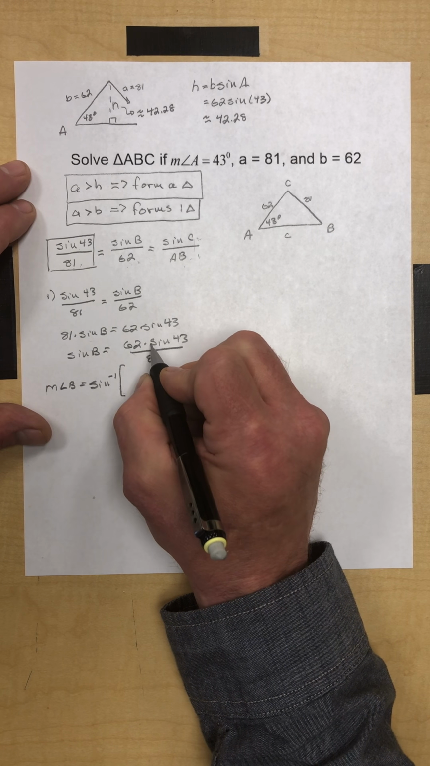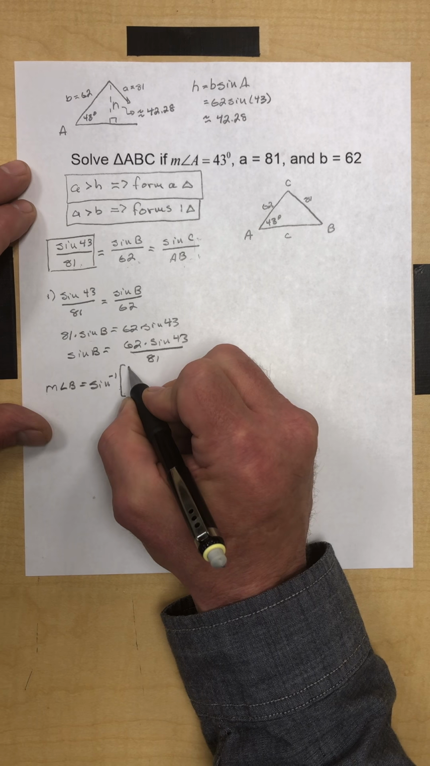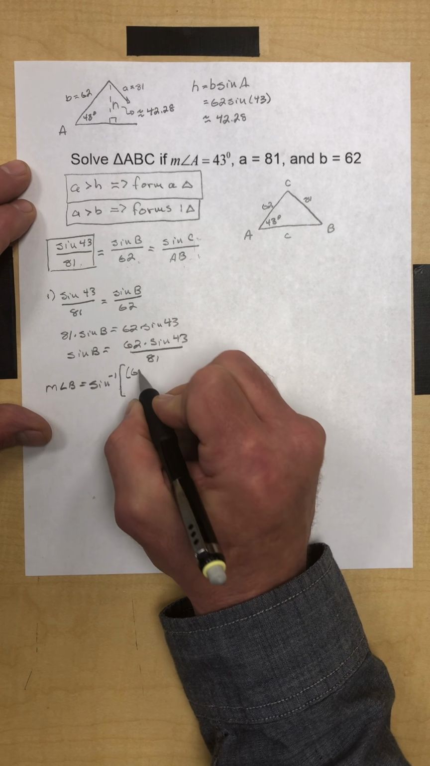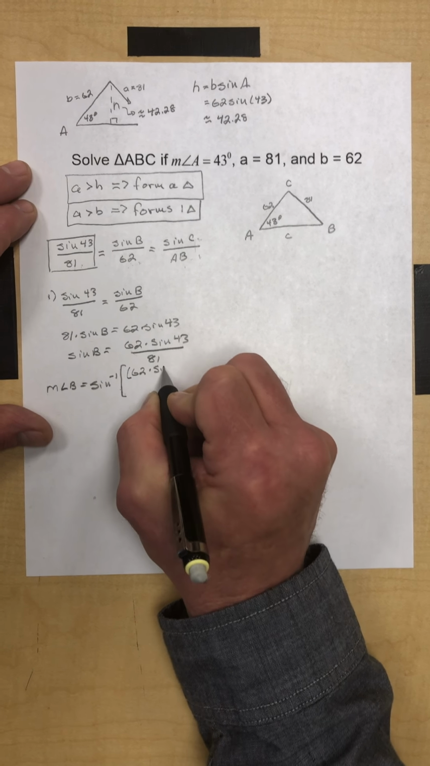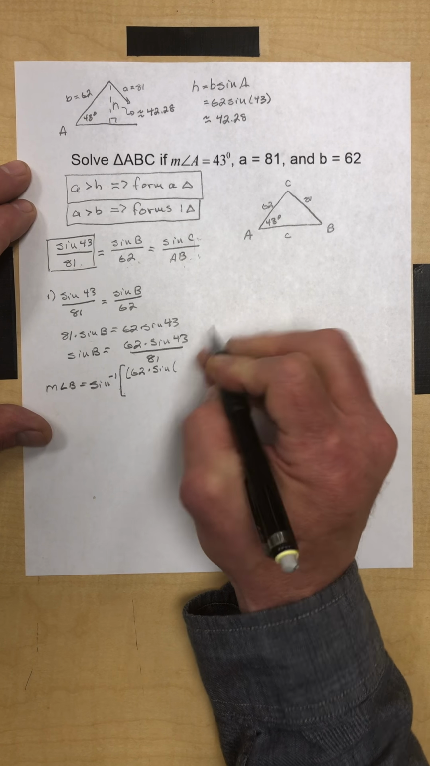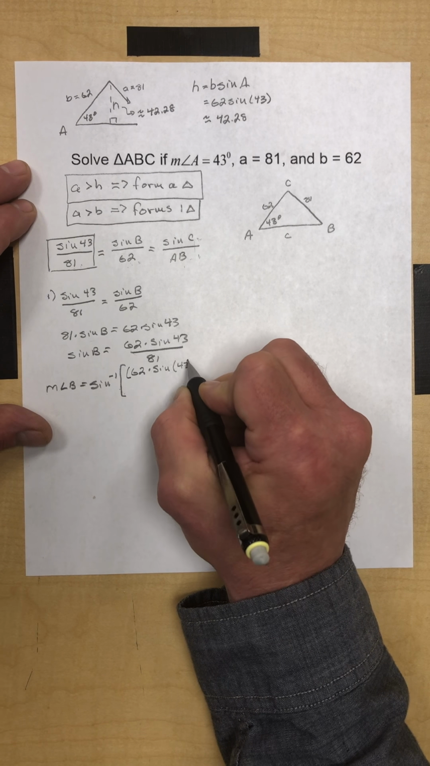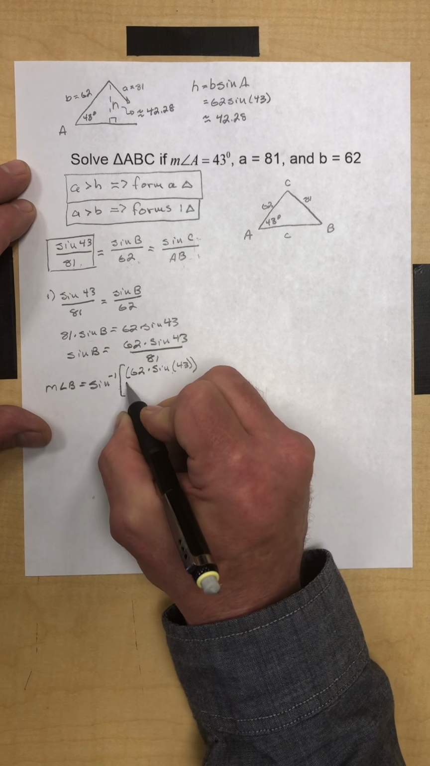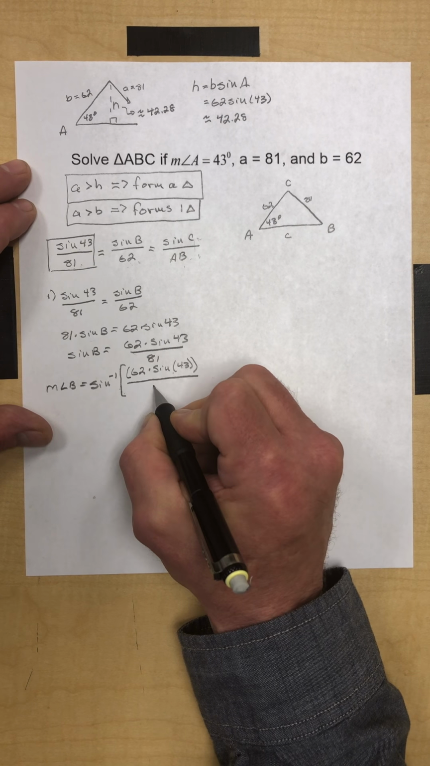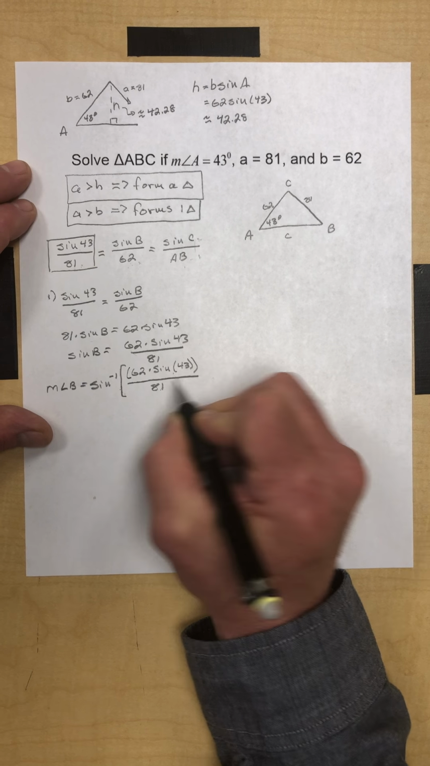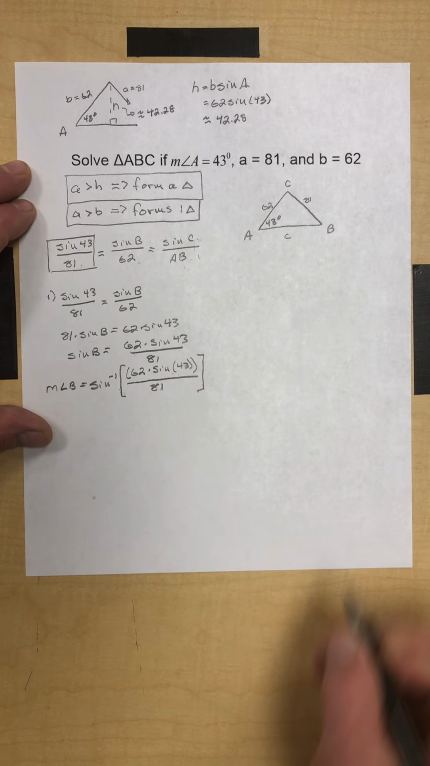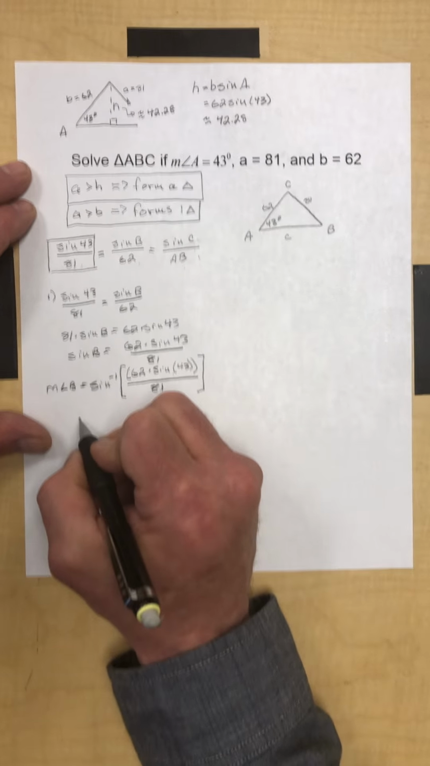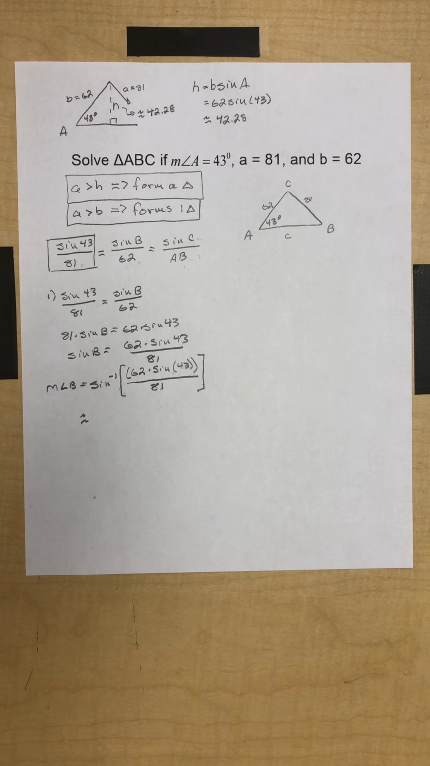I have to separate the numerator and the denominator using grouping symbols. So I'd have 62 times the sine, and that parenthesis pops up automatically, then 43, so that one goes with that one, so I need another one there. All divided by 81. Like that. I'm going to punch that right in there and see what happens.